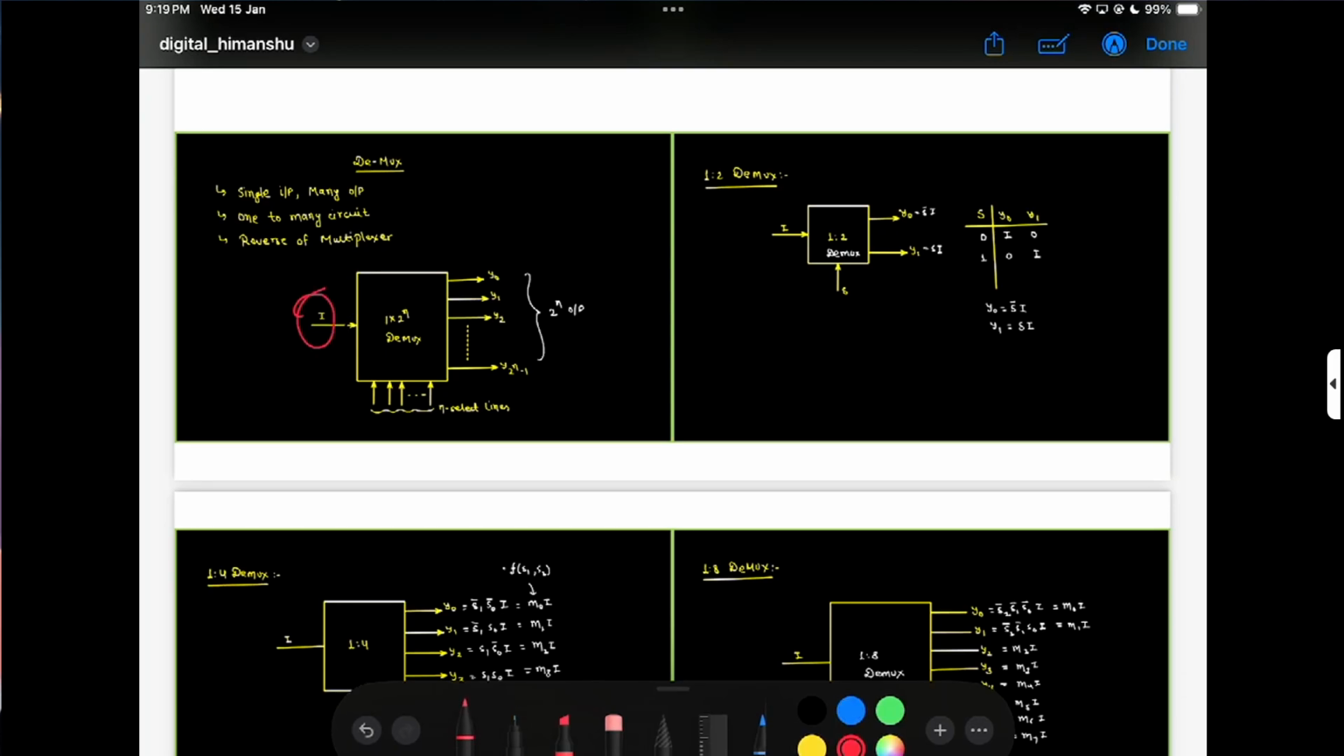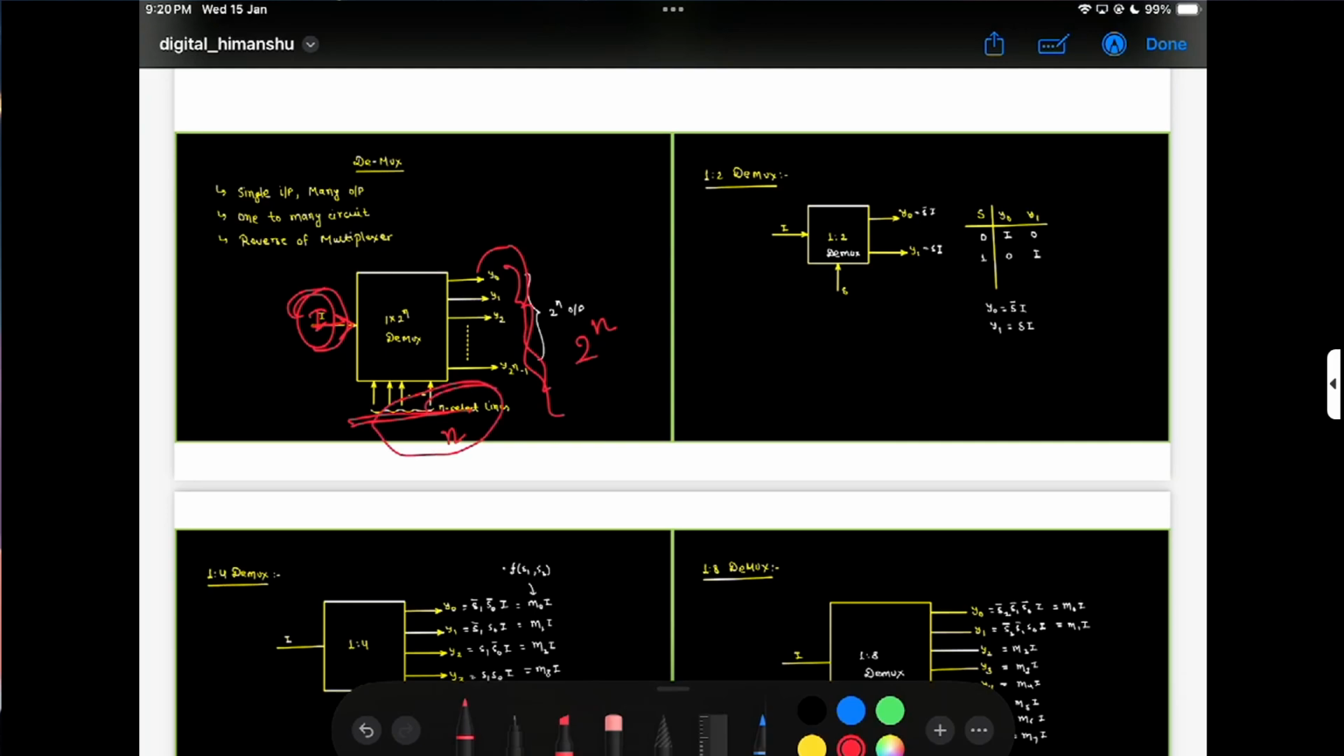Okay, here is my input I. So basically there is one input and there are multiple outputs. These outputs depend on my select line. If my select line is n, then my output is 2 to the power n. The input is routed to any one of the outputs, which is actually selected by this n select line.